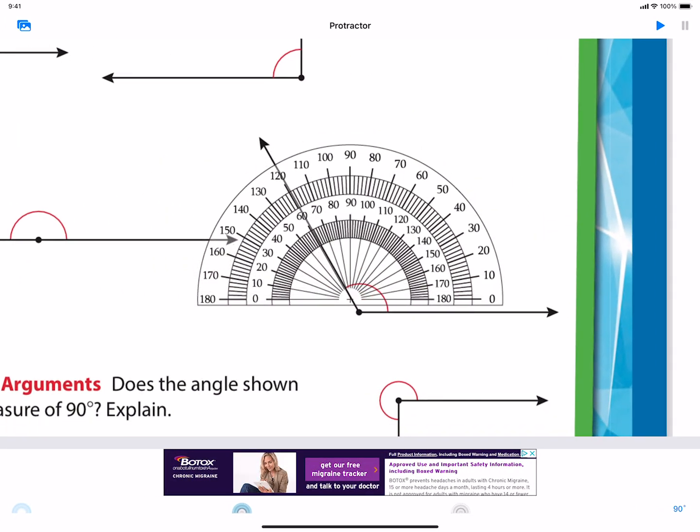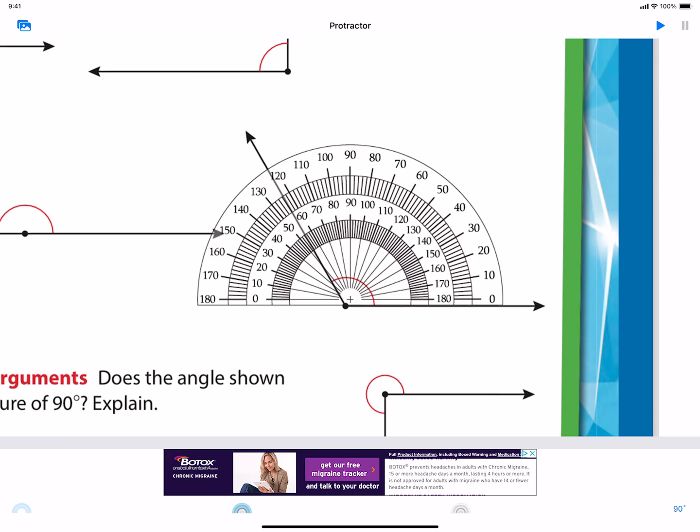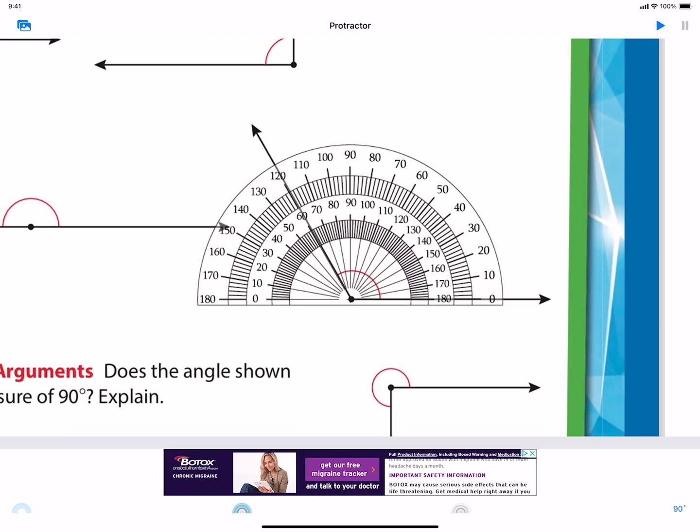This one is an obtuse angle. Please keep that in your mind. It has to be greater than 90 degrees, right? And I am going to place the center on the vertex and then align the 0 degree mark, and it says what?